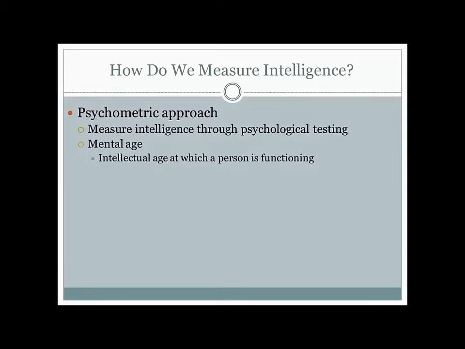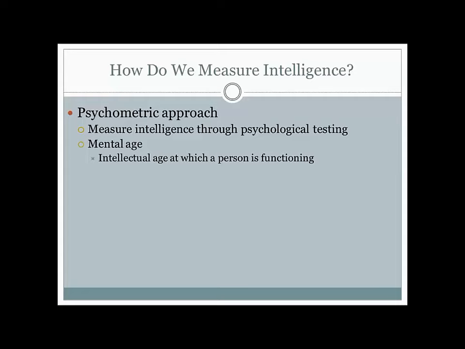Okay, now, chronological age is what the calendar says you are. So if you've been alive for 10 years, your chronological age is 10. But for example, you may be functioning at a very high level for a 10-year-old. So your mental age might actually be quite higher, okay, maybe 15.